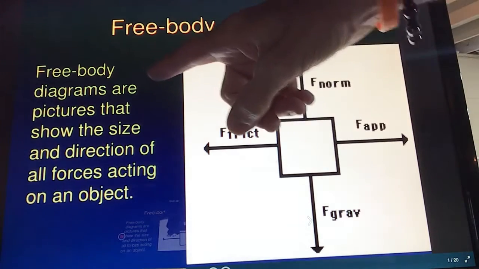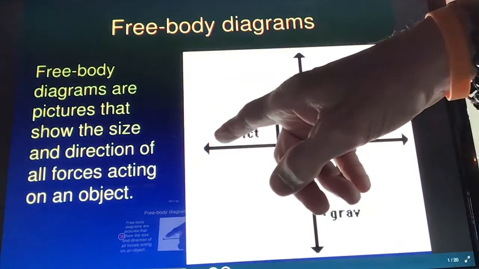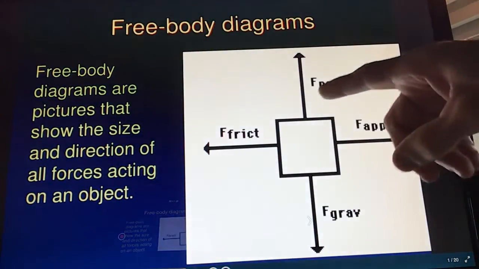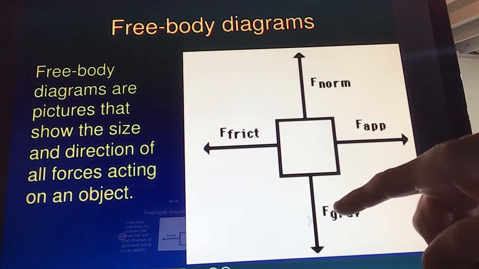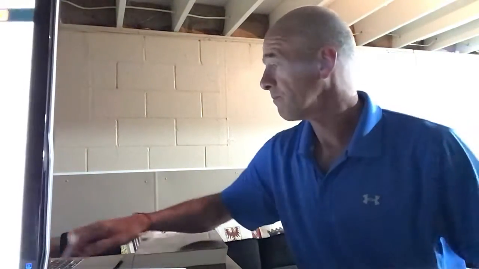So free body diagrams are pictures that show the size and direction of all forces acting on an object. And this one talks about the frictional force, the normal force, the applied force, and the gravitational force. We'll get to all that in a second. If you go back to your book, I'll go back to your book, you don't have to, because we can do it all with the magic screen. They give you a couple of these arrows already.